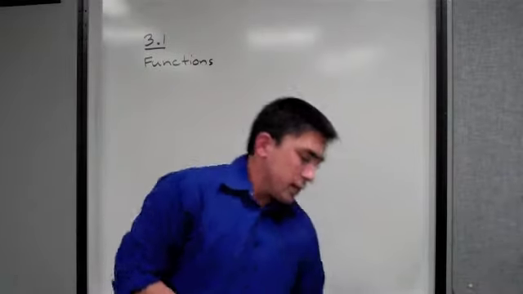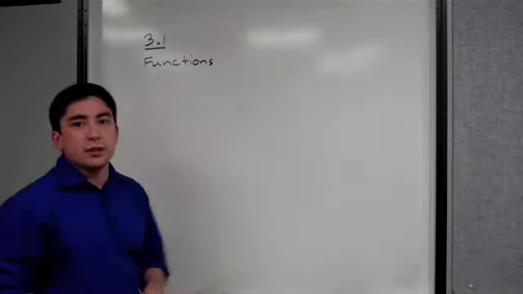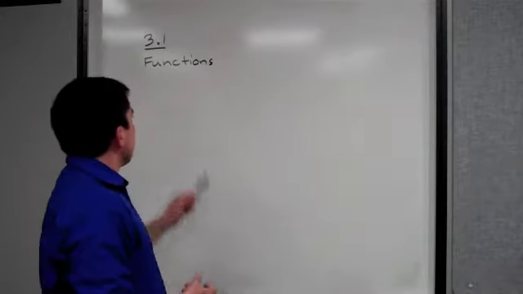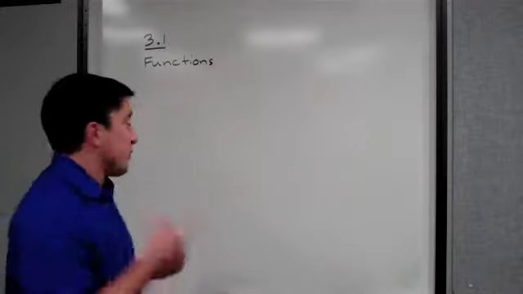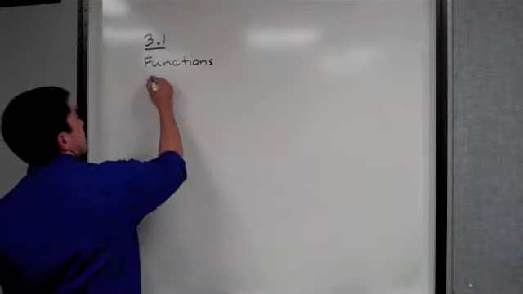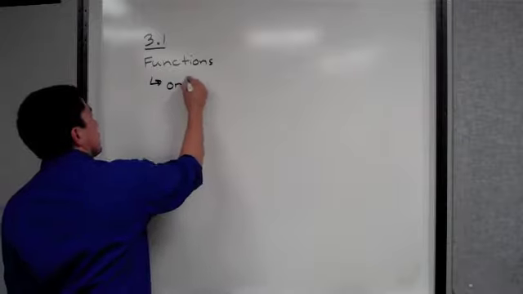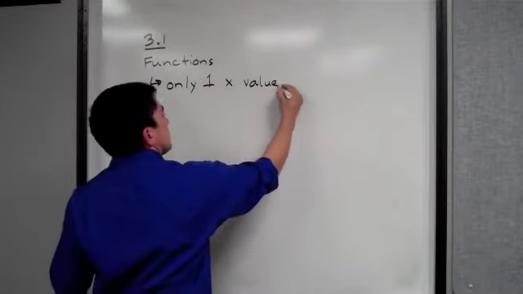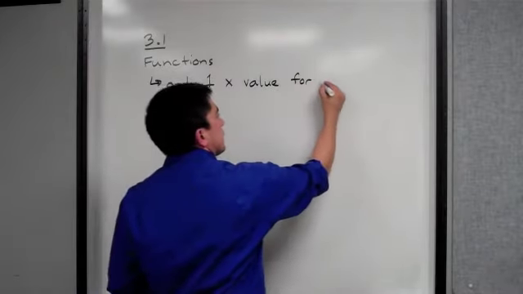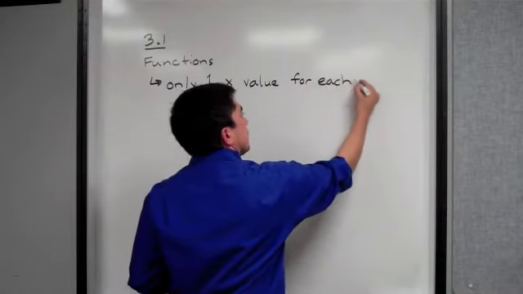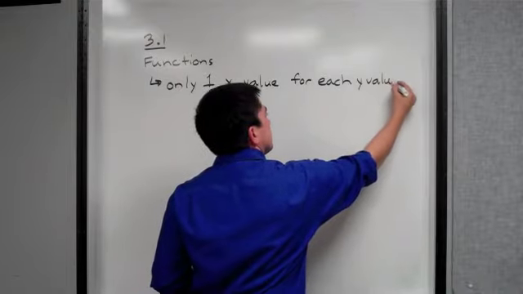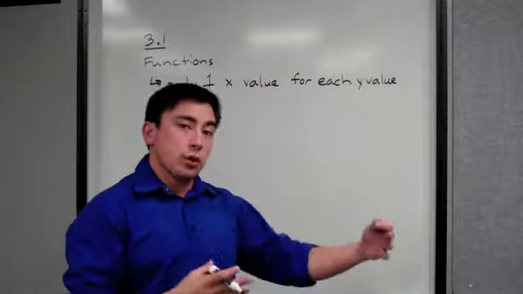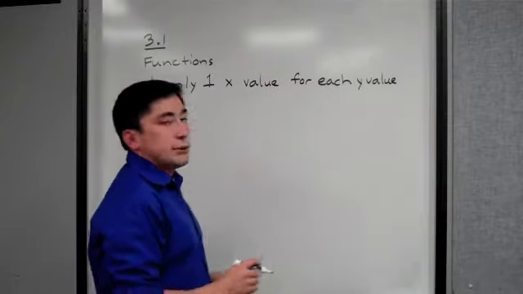So the first one, Chapter 3 has to deal with functions, and so we're first going to start off by talking about domain and range. And the thing to know about functions, what makes something a function, is that there's only one x value for each y value. So basically, you cannot have repeating x values. When I give you coordinates, you can't have the same x value.